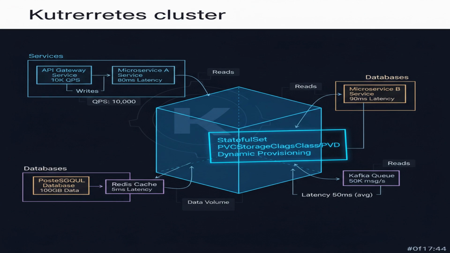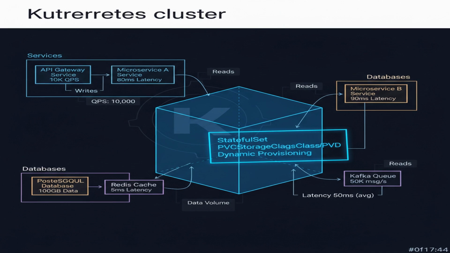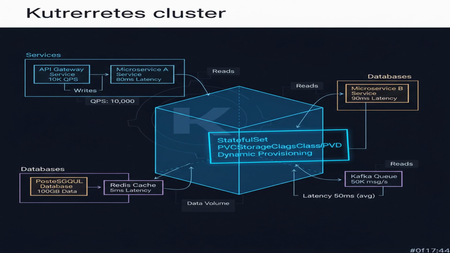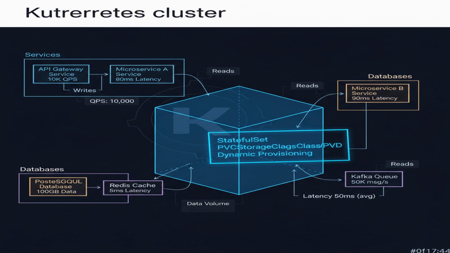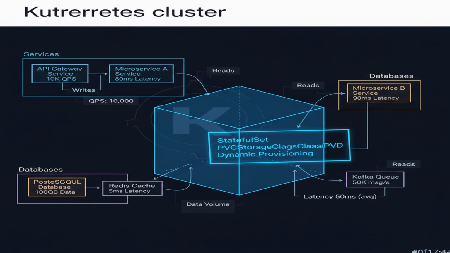We'll use Kubernetes stateful sets to manage our Postgres database. Stateful sets provide stable network identities and persistent storage for each pod. We'll define a persistent volume claim, PVC, to request storage. Kubernetes will then use a storage class to dynamically provision a persistent volume, PV. The PV will be bound to the PVC, providing storage to the pod. This architecture allows us to abstract away the underlying storage implementation.